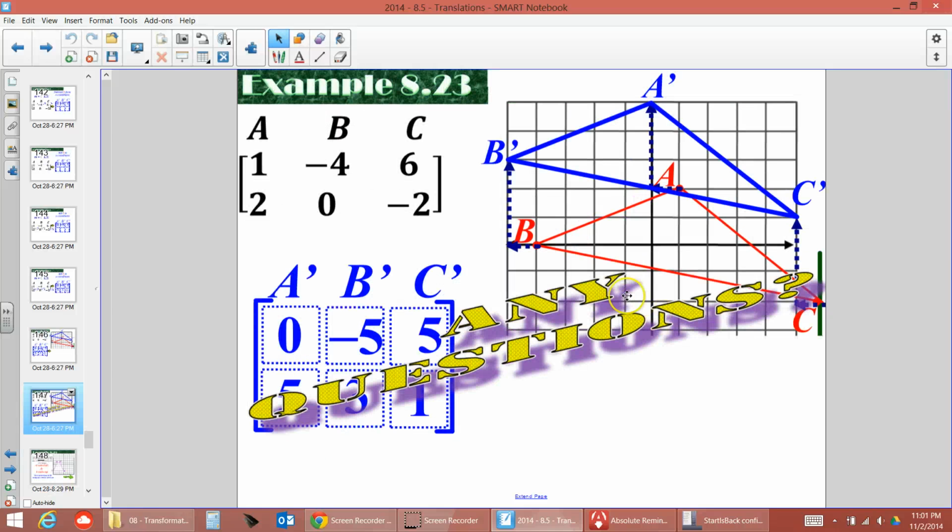Okay, so on the test, you're going to have 1 point for graphing ABC. You're going to have 1 point for doing the translation correctly, and then you're going to have 1 point for labeling and graphing the image correctly.